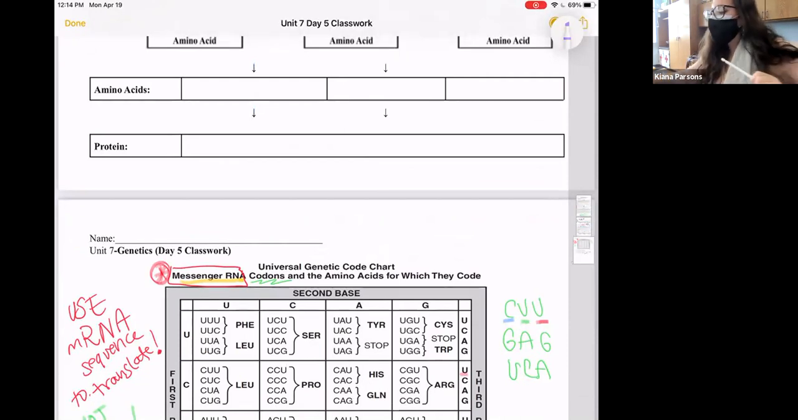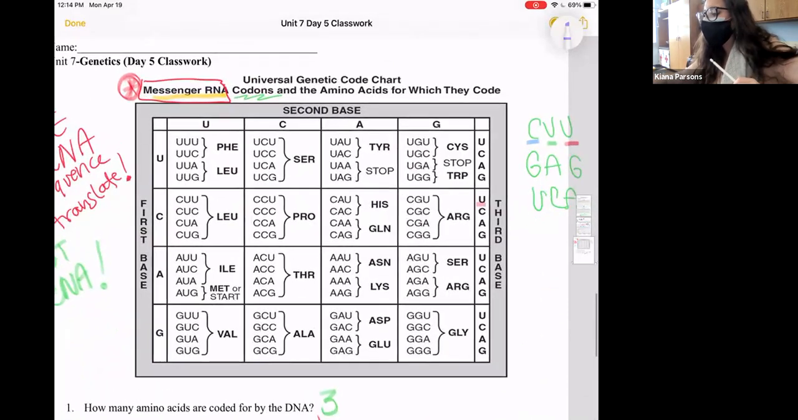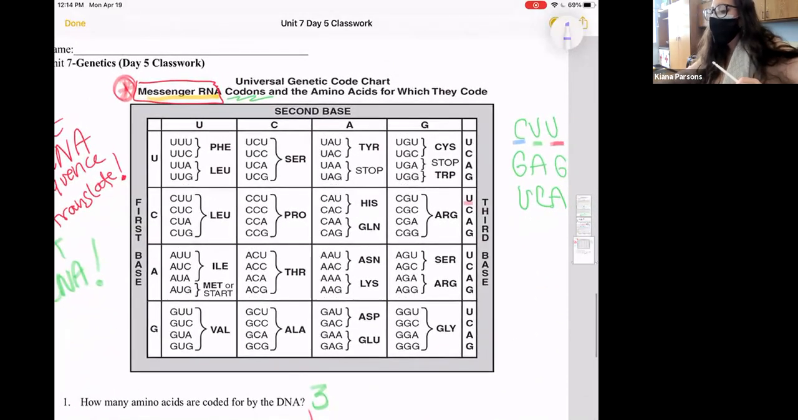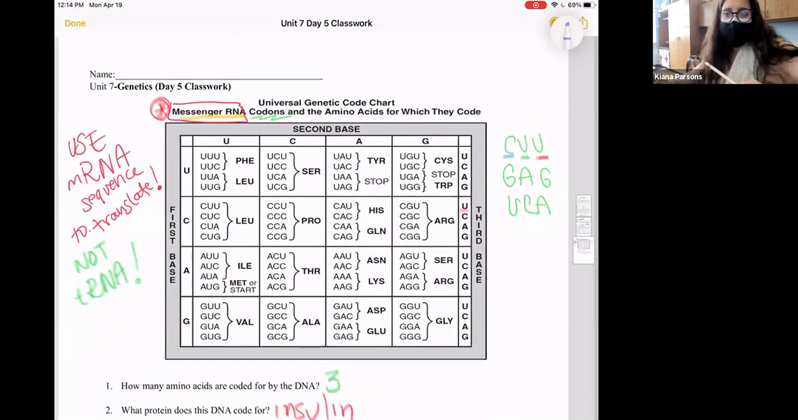So, yep, yeah. So this is the famed universal codon chart, which looks more complicated than it actually is. So we're going to use the mRNA sequence. That's the only mistake that I saw anyone make. But these are the 3 mRNA sequences that we're going to use to find our amino acids.